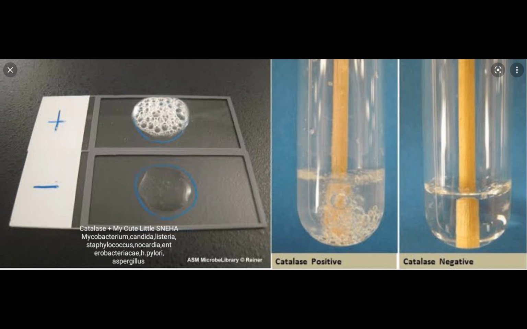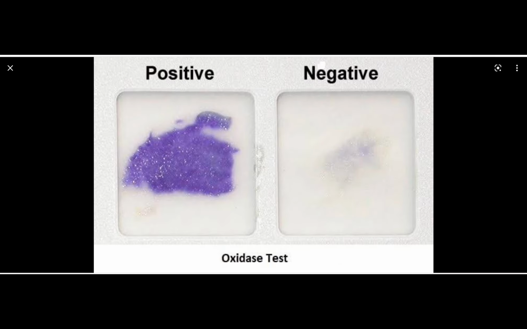For the catalase test, for catalase positive, bubbles will be formed. And how do we remember this? My cute little Sneha. My for mycobacteria, cute for Candida, little for Listeria, then Sneha: S for Staphylococcus, N for Nocardia, E for Enterobacteriaceae, H for H. pylori, and A for Aspergillus. Then we have the oxidase test.